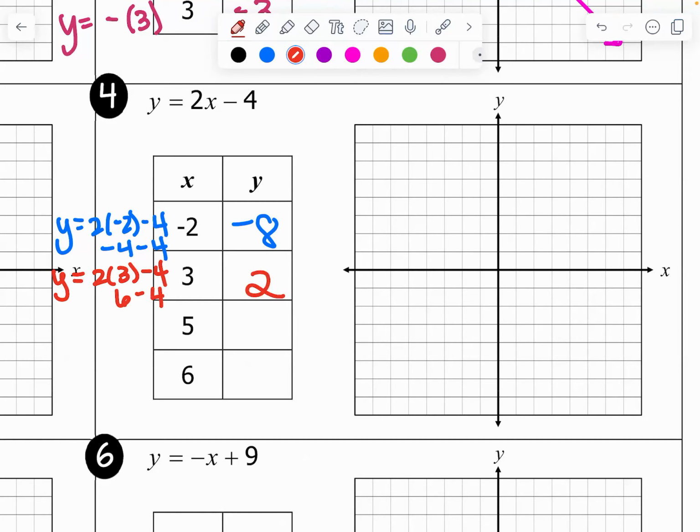How about you figure out the y value for 5 and 6? That's your job right now. Go. Check in with your elbow partner to see if they agree.